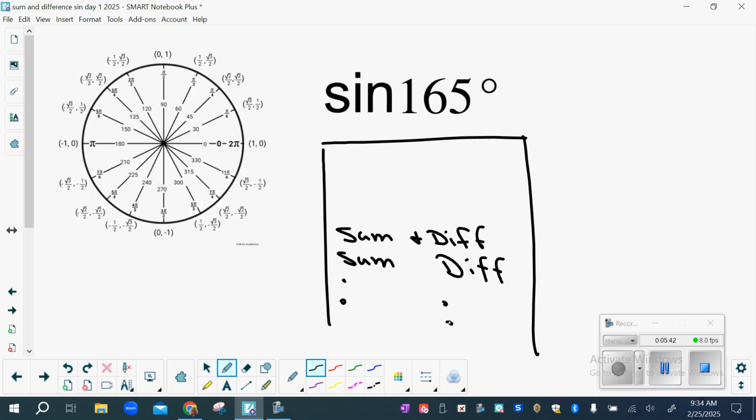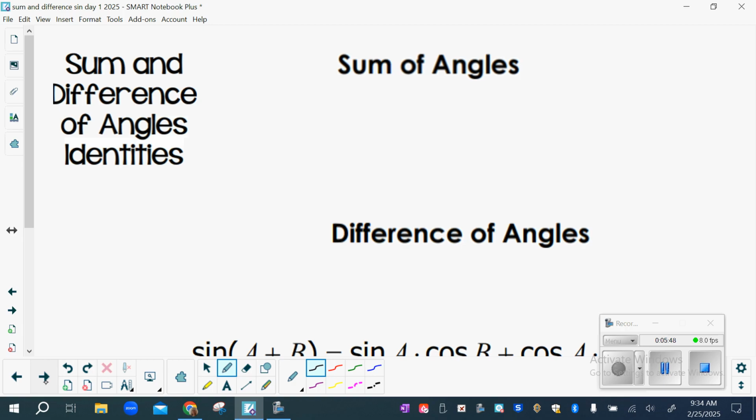And if you're like, what? I'm about to show you a slide. Are you ready? Here we go. So however you want to organize it, we're going to have 2 formulas right here and 2 formulas right here.